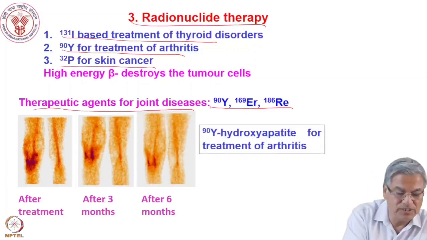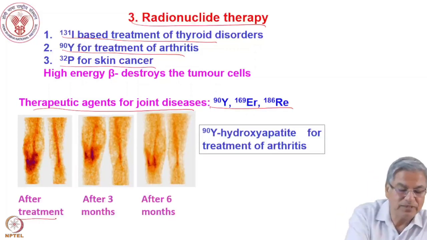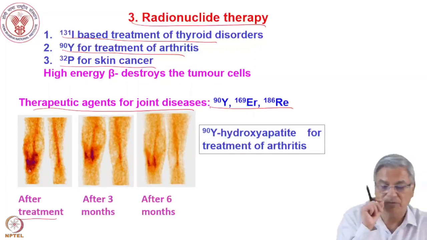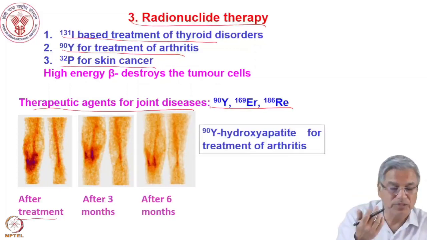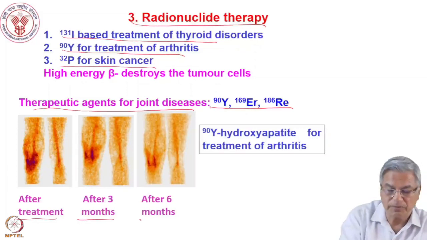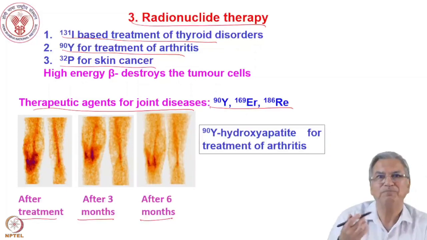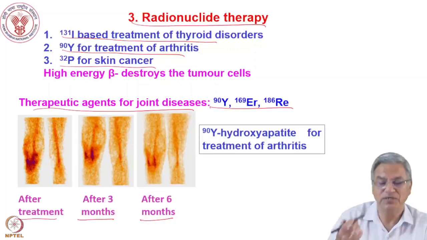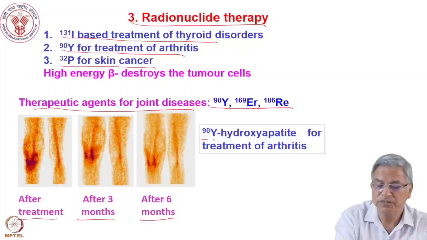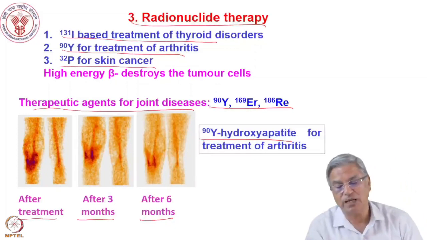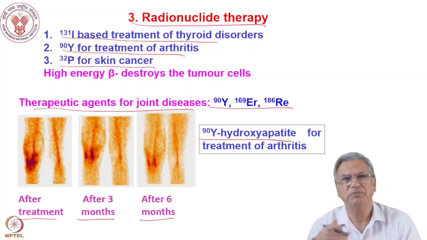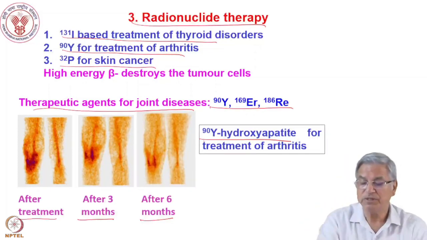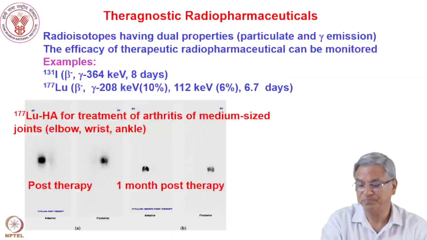One of the examples you can see here is the distribution immediately after treatment. You have arthritis, so there is some fluid deposition, and you can take the image of that knee with these radioisotopes. After 3 months and after 6 months of treatment, you can see that the patient is recovering and the inflammation is going away. This image is taken with yttrium-90 hydroxyapatite for treatment of arthritis. So we can use these radioisotopes, which emit particulate radiation, for treatment of many types of diseases.